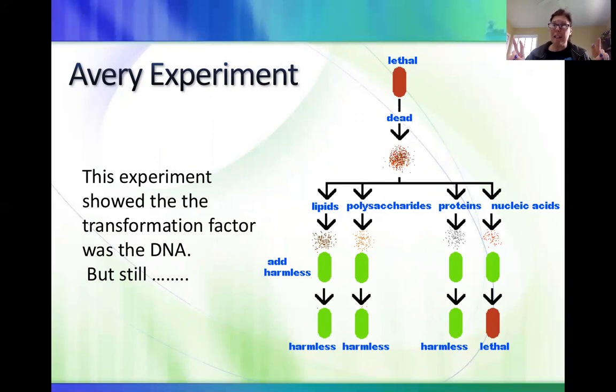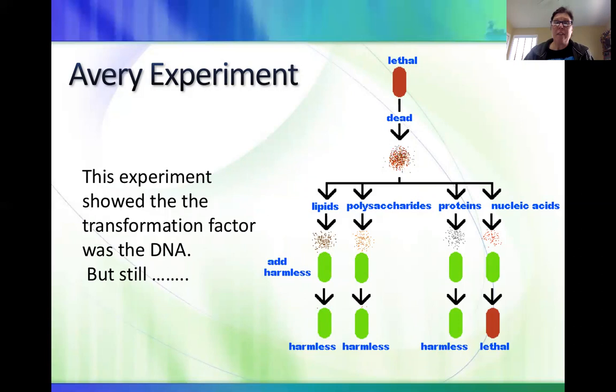So he took the lethal, the smooth pneumonia, he killed them, and then he separated the components out. He basically did this by adding different enzymes: he put in lipases to get rid of the lipids, proteases to get rid of the proteins, nucleases to get rid of the nucleic acids. Whatever he wanted, he left that one intact, and he injected it into the mouse with the harmless bacteria.